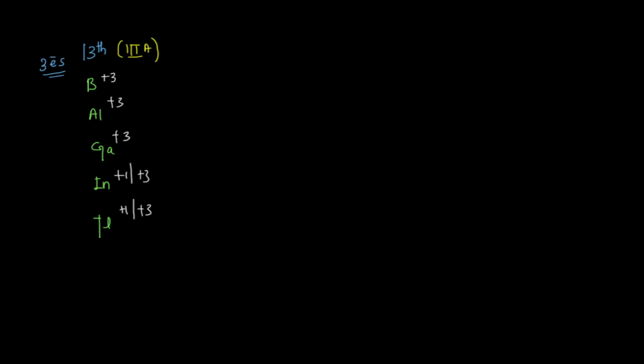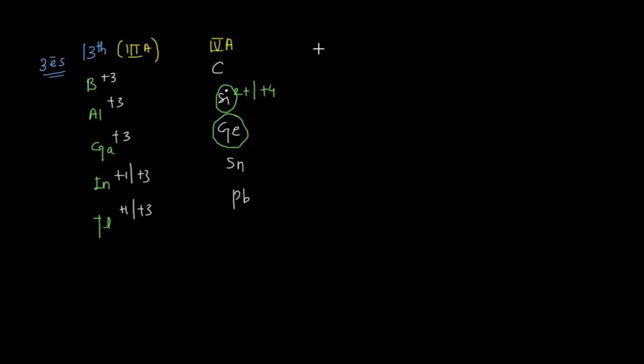Next we have fourth A group, that is the 14th group. It is the carbon family: carbon, silicon, germanium, tin and lead. Here you have to remember just 2 elements. Silicon can show +2 and +4 oxidation state. These 2 are the main metalloids in the periodic table. Silicon and germanium are the metalloids.